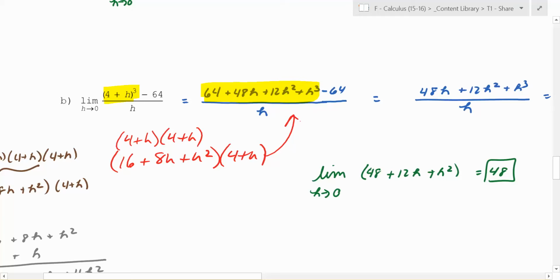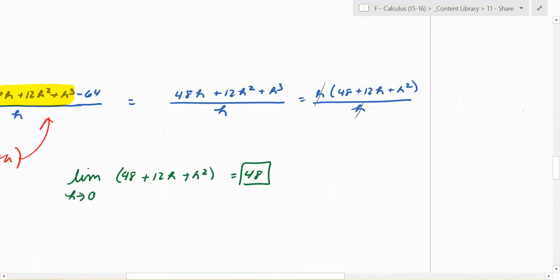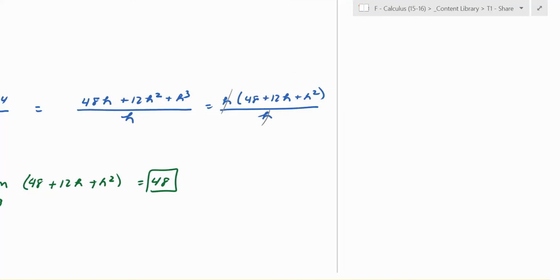So once you get that, what cancels? What happens to the 64s? Which is great because you're left with things with just h's in them. So you can factor out an h from each of these right here. And once you get an h out from each of them, what can you do? Factor it out, nuke it, h goes to 0. So what happens to these two terms? H goes to 0. So what happens to these two?